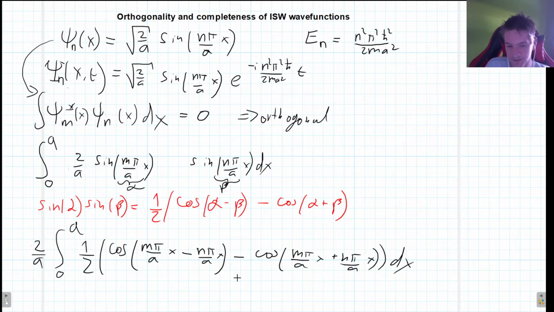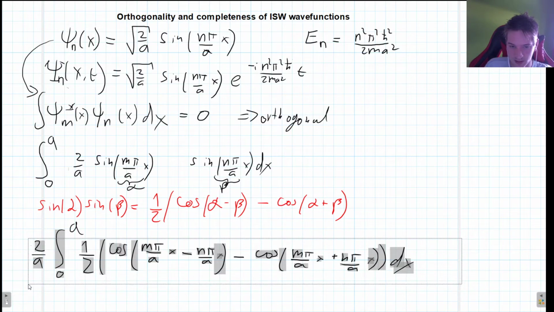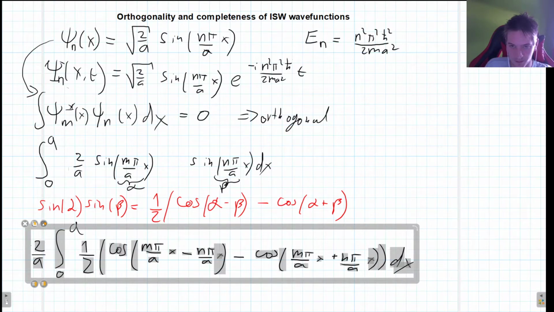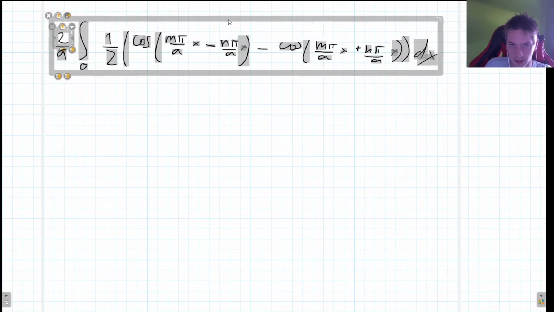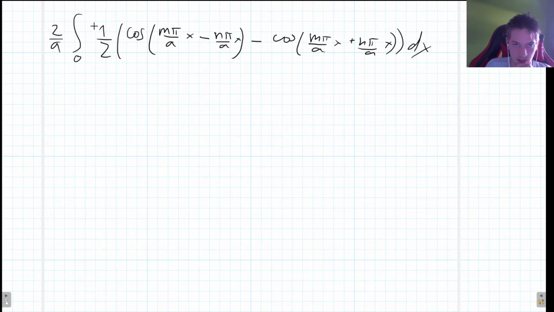Okay, so now let's just copy this. I'm going to put it up here. I know I forgot my a on the other page. Okay, so now we can simplify this. This half is going to cancel out this 2 right here.